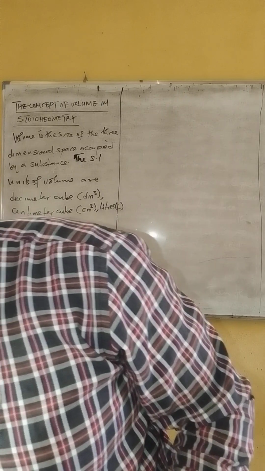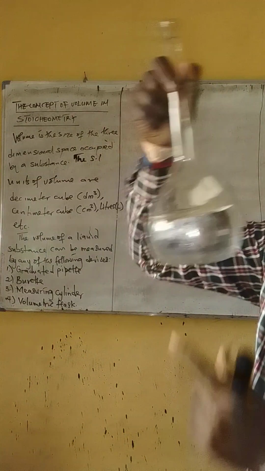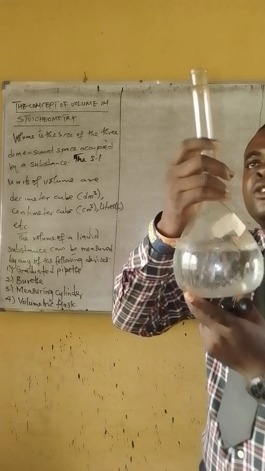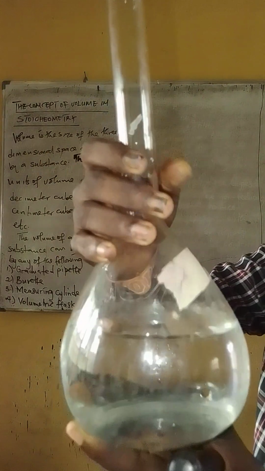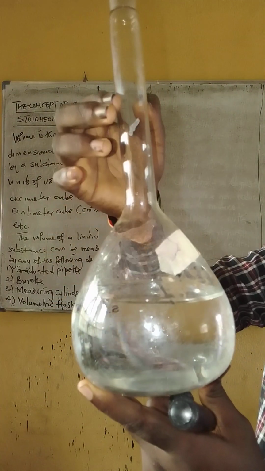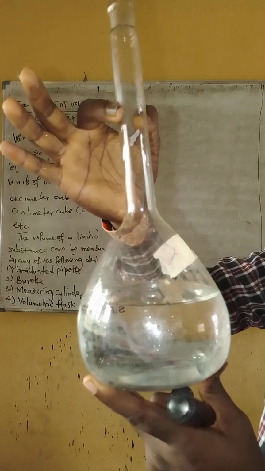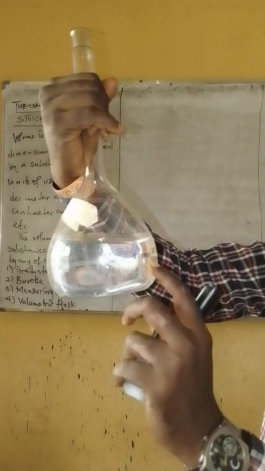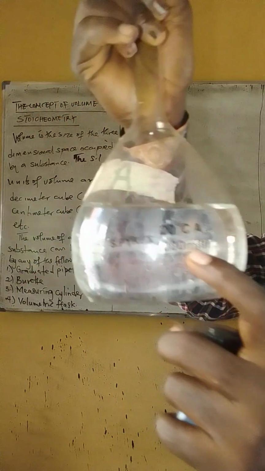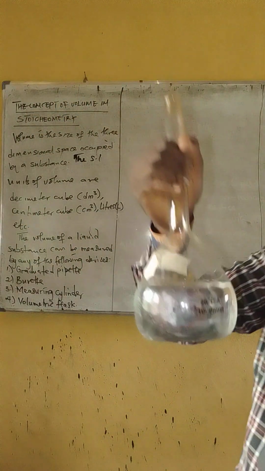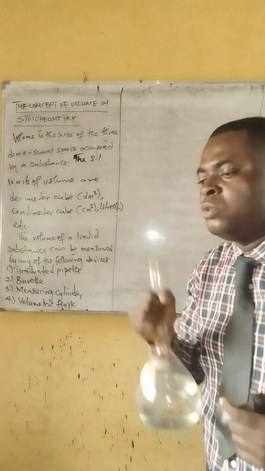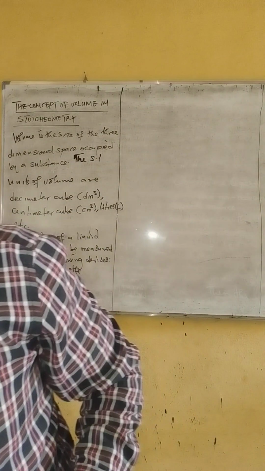Now, we also have volumetric flask. This is a volumetric flask. It also has a ring at this place. So if I pour water or any liquid here and the meniscus touches here, then what I have inside is 1,000 mil, 1,000 cm cube of the liquid. So that is a volume.